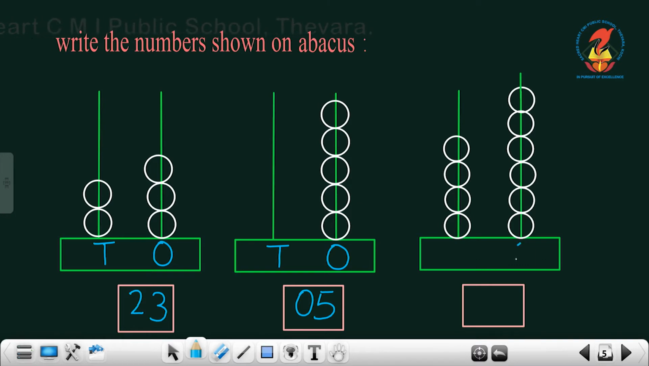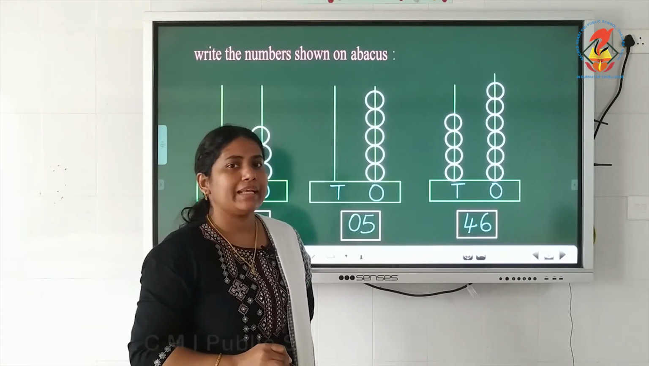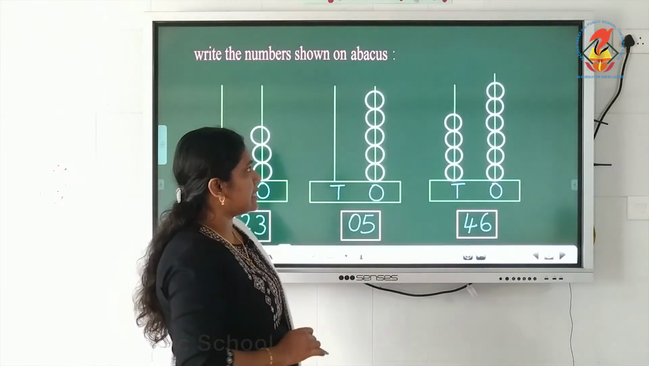We will mark the place values. Ones place, tens place. Now look at the ones place. How many beads are given here? 1, 2, 3, 4, 5, 6 beads are there on ones place. So we have to write 6 on ones place. Now look, how many beads are there on tens place? 1, 2, 3, 4. So write 4 at tens place. So what is the number? 46. Is it clear? Easy question, student.